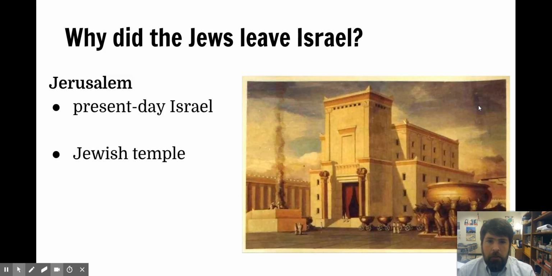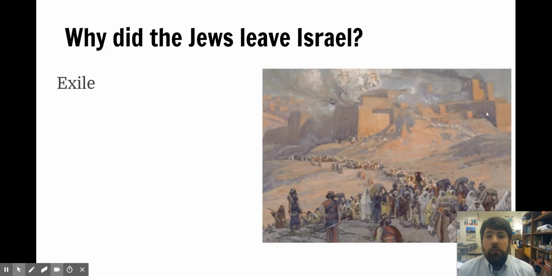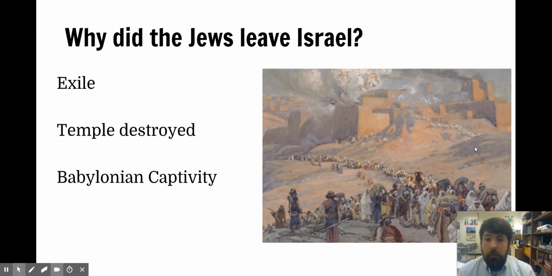So eventually the Jews were exiled from Israel. The Jews were forced to leave. They were forced to leave Jerusalem when they were attacked by the Babylonians. This empire from Mesopotamia came and they attacked the Jews and took them over, and they burned Jerusalem and destroyed the temple. They burned the temple to the ground. They destroyed God's house. And this is what we call the Babylonian captivity.